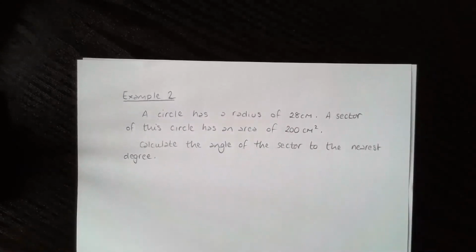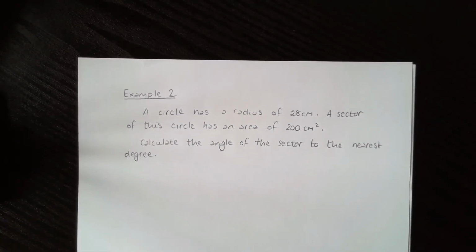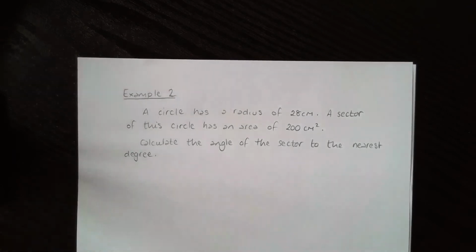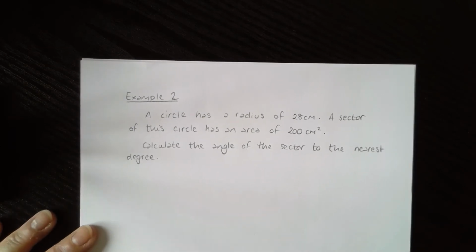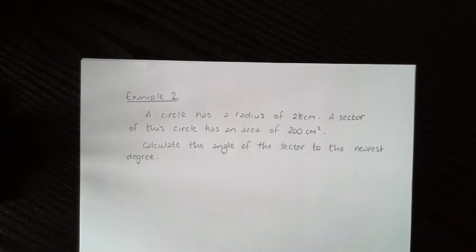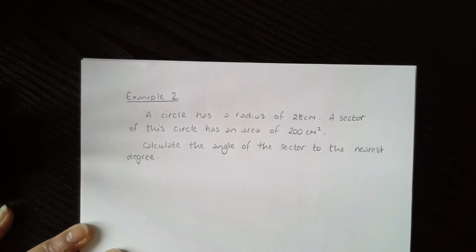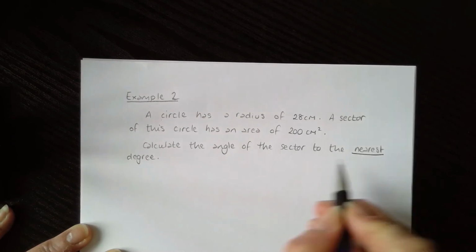Example 2, a little bit different. I'm going to do example 2 in a slightly different way to the textbook. The reason is I'm going to use the formula that we have just learnt and substitute everything into that and rearrange it, rather than try and learn a new formula. So a circle has a radius of 28 centimetres and the sector of this circle has an area of 200. We need to calculate the angle of the sector, and that's going to be to the nearest degree, so we're given some rounding here.